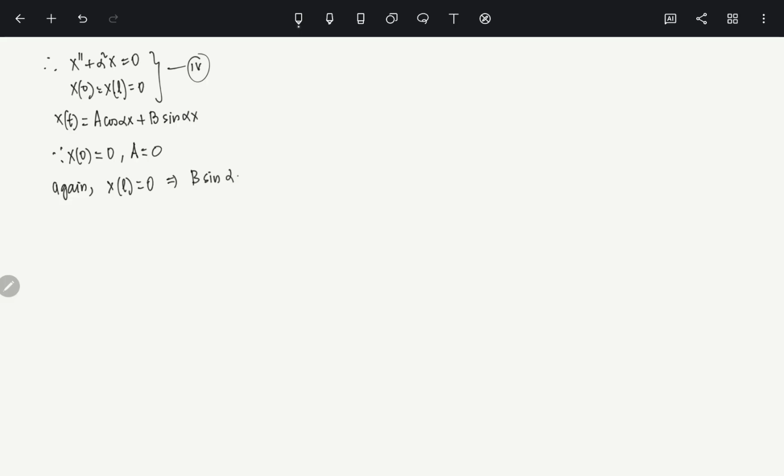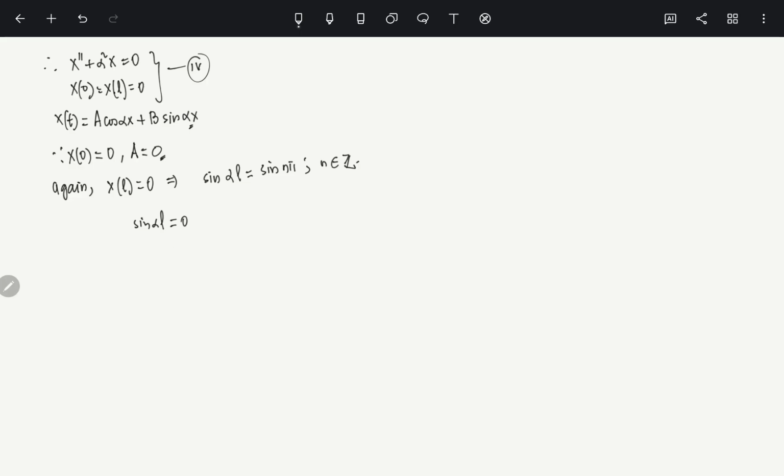Now again, since x of L equals to 0, that will imply that b sine of alpha L is equals to 0, which is equal to sine of n pi, and n is in Z. Clear? Sorry, that b won't be there. If you put it here, it becomes b sine of alpha L equals to 0. Since b is not 0, because a is already 0, if b is 0, then that will give you the 0 solution for this problem. We don't want that, because otherwise the whole problem solution becomes 0. So b is non-zero, and since b is non-zero, we can just delete it out.